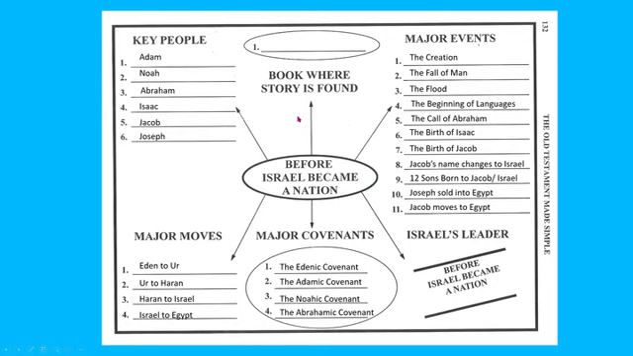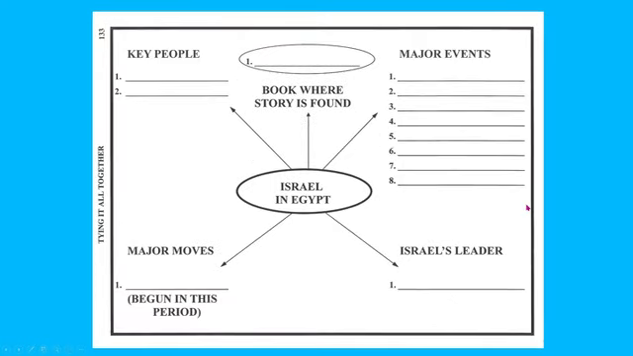Okay? Now, what book did this occur in? If you go back to the contents of the books, we know that in the book of Genesis, the first 5 words are "in the beginning, God created," and the last 5 words are "in a coffin in Egypt." So in a coffin in Egypt, of course, was Joseph. So all of this before Israel became a nation, we'll find in the book of Genesis. And that finishes that time period.